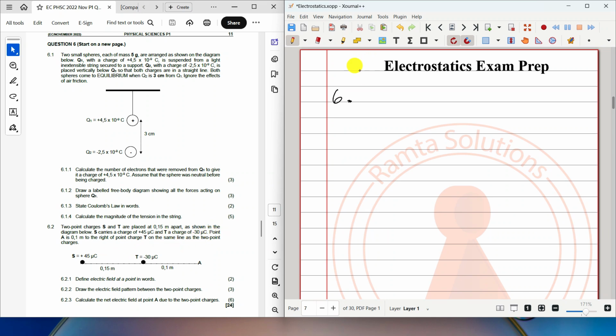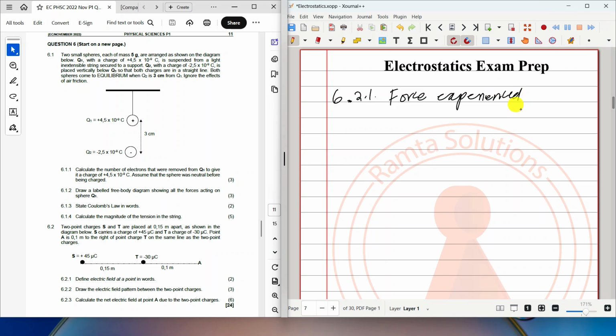Okay, cool. 6.2.1, it says define electric field at a point, which is the force experienced per unit charge at the point in the field. All right, it is force. Remember, electric field at a point, it is the force experienced per unit charge at a point in the field.